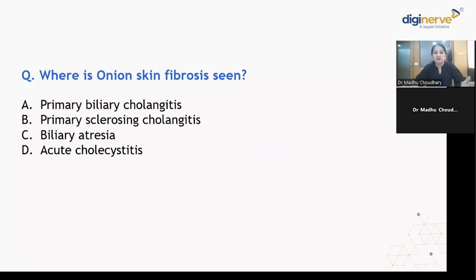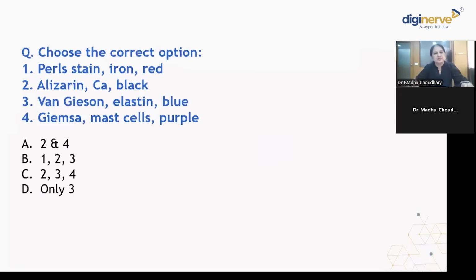Straightforward question. We all know onion skin fibrosis is seen in PSC, that is primary sclerosing cholangitis. What happens in primary biliary cholangitis? You see florid duct lesion with granulomatous destruction. In biliary atresia you will see fibrosis and obliteration, of course. In acute cholecystitis, as the name suggests, you will see inflammatory cells. So the correct option here is primary sclerosing cholangitis. Let's move on to the next question.